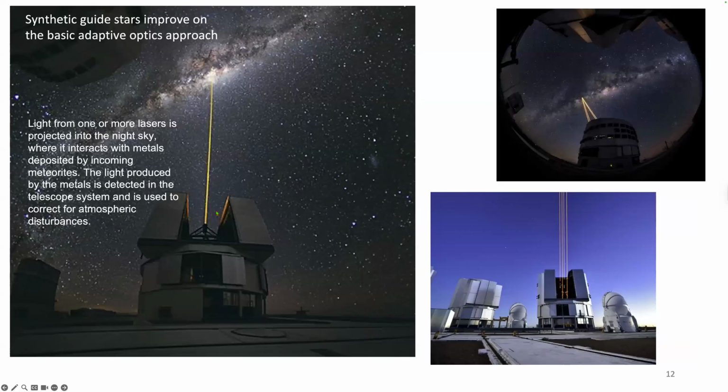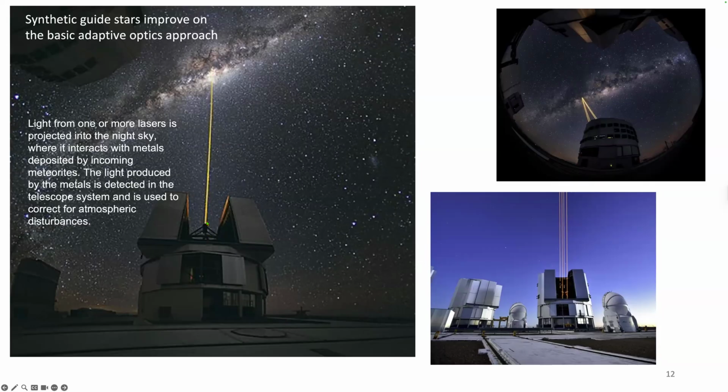And so originally the idea was to look at a bright star that was bright enough to stimulate the signals you need to do the correction. But that's rarely the case, that you have a bright object next to a dim scientific object. So the idea is, well, let's make a synthetic star. And that is done by shooting a laser beam up to the upper atmosphere of Earth.